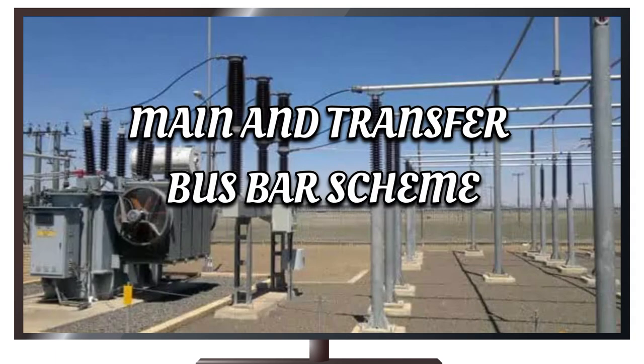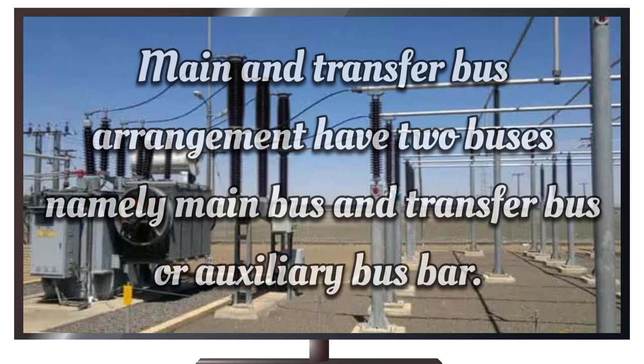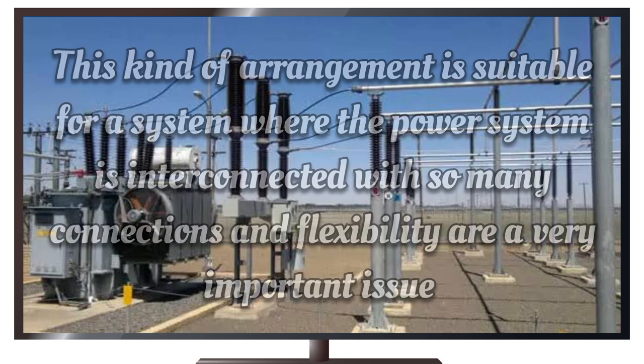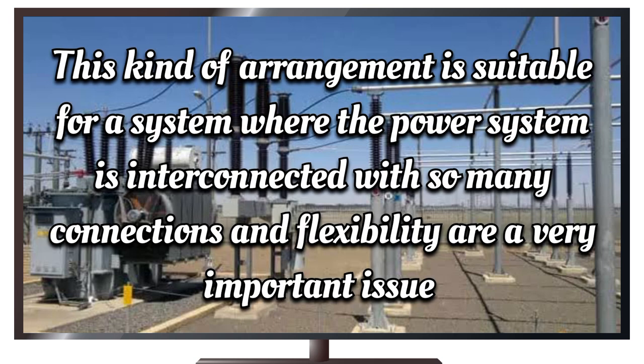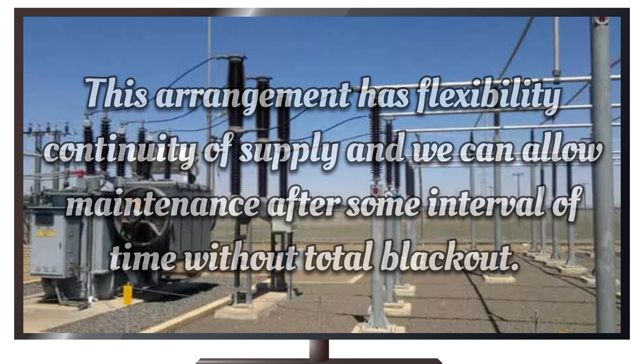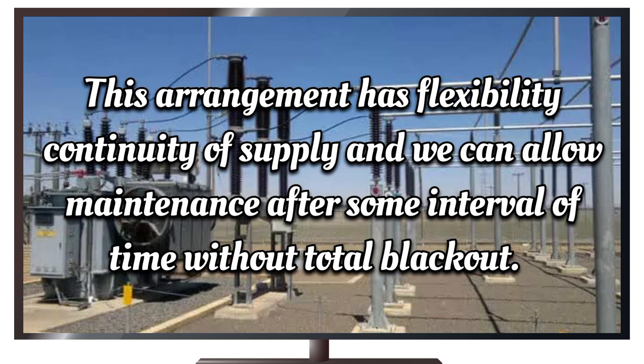Main and transfer bus bar scheme. Main and transfer bus arrangement have two buses, namely main bus and transfer bus or auxiliary bus bar. This kind of arrangement is suitable for a system where the power system is interconnected with so many connections, and flexibility is a very important issue. This arrangement has flexibility, continuity of supply, and we can allow maintenance after some interval of time without total blackout.